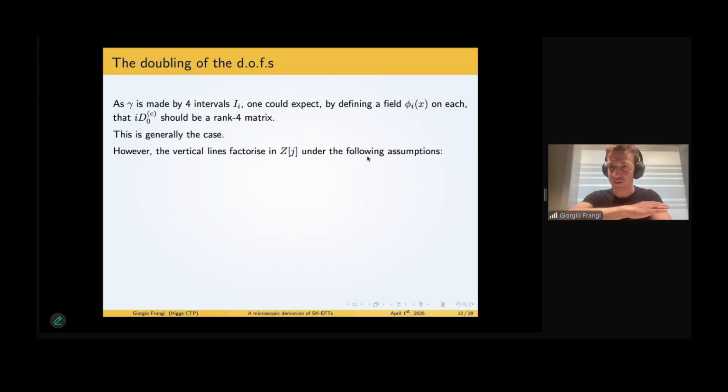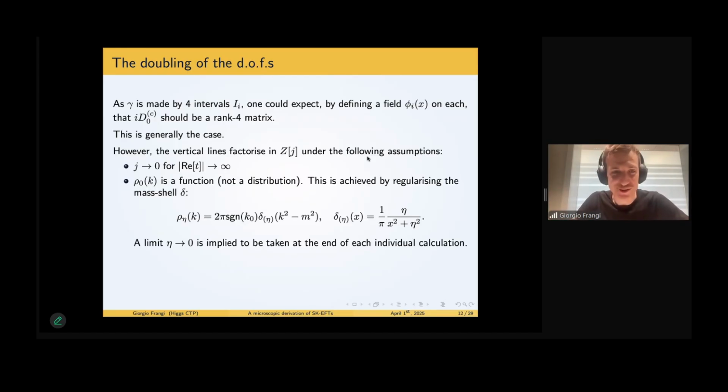the horizontal lines in the time contour and the vertical lines. And for the following, it will be important to know what these conditions are, so let me review them. You want the external sources to vanish at infinity in real time, which, fair enough. But there is another condition: you have to assume that throughout the calculations you do, the free spectral function has to be a function and not a distribution.